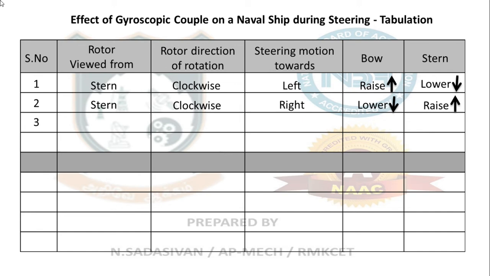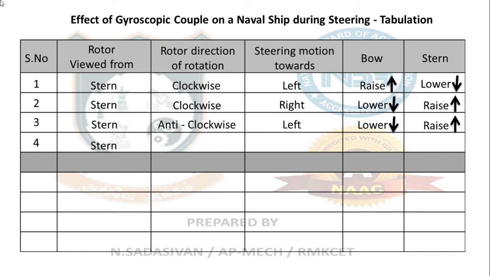Now when I look at the rotor from the stern, and my rotor goes around in anti-clockwise direction, opposites will happen. Now I am taking a left turn. What will happen? What happens in clockwise right turn will happen in anti-clockwise left turn. So this result will happen here. Therefore your bow will lower and stern will rise.